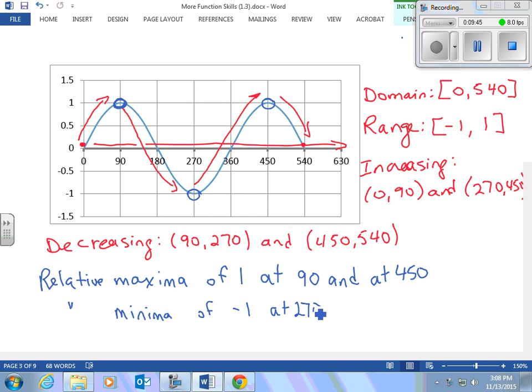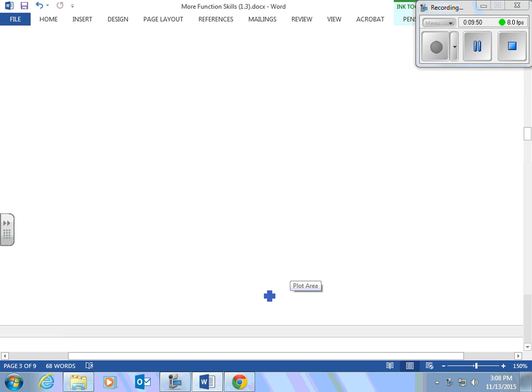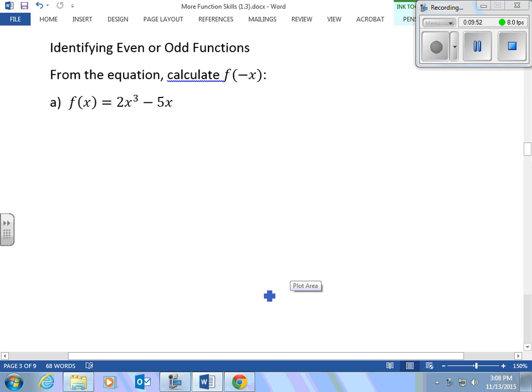Let's move on now to identifying even and odd functions. Hopefully you've gotten that definition down for doing that. So when you are given a function like example A here, where I have f of x equals 2x cubed minus 5x, the first thing you want to do to determine if the function is even or odd is calculate what happens when you substitute negative x into the function.